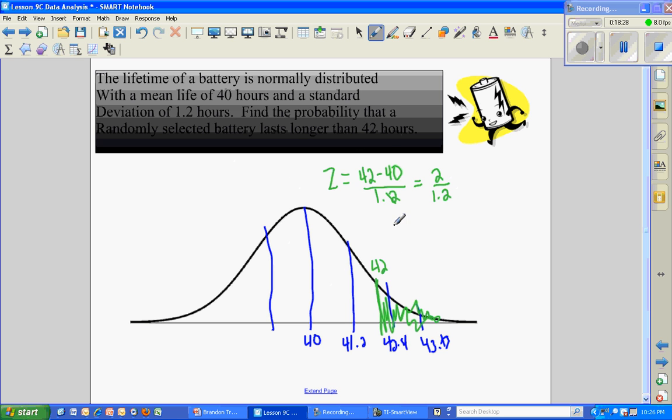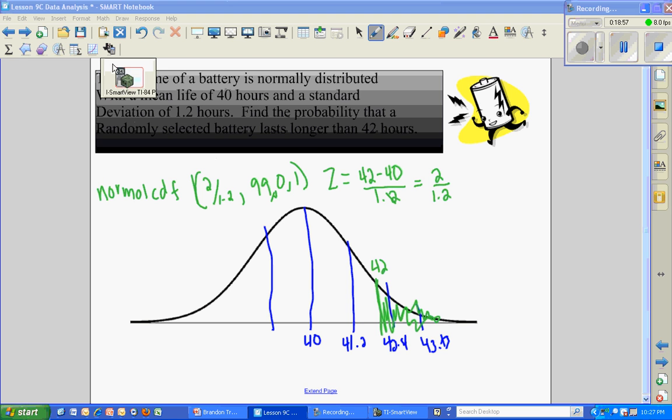Now I'm going to go to my calculator, and I'm going to do the normal CDF. And my low is going to be my z-score. And I'm going to go up to 99. And depending upon your calculator, you may have to put in the comma 0, comma 1. And that'll tell me the percent. So let me try that. Bring up my calculator.